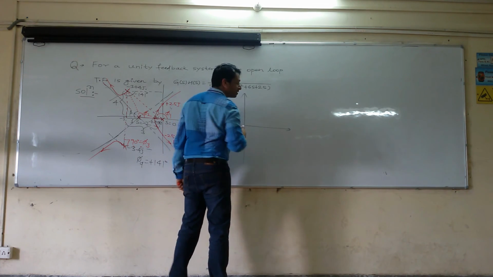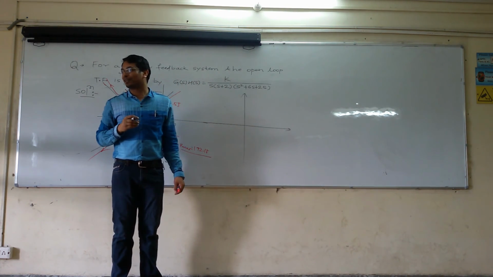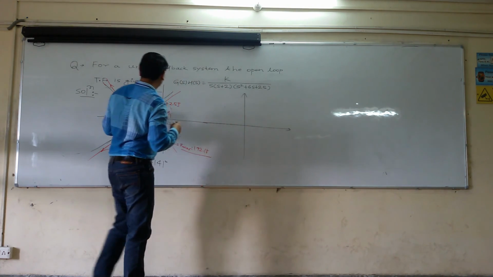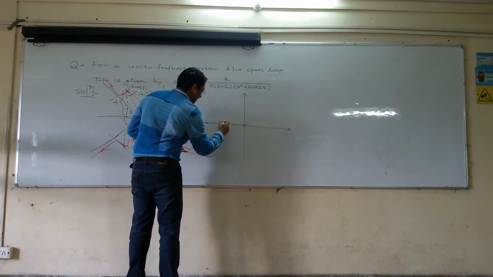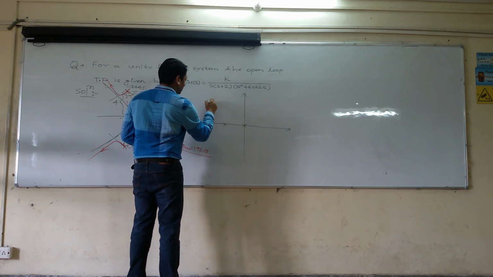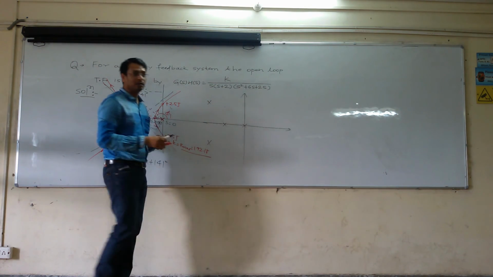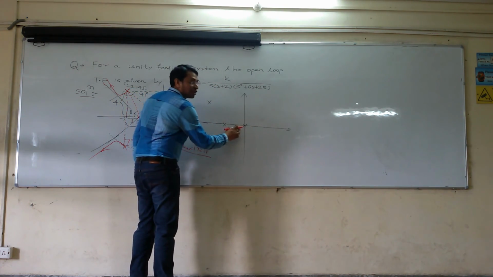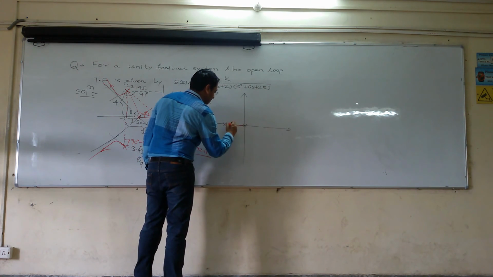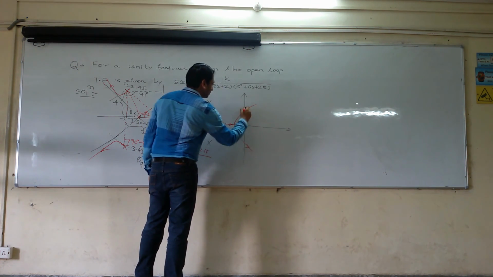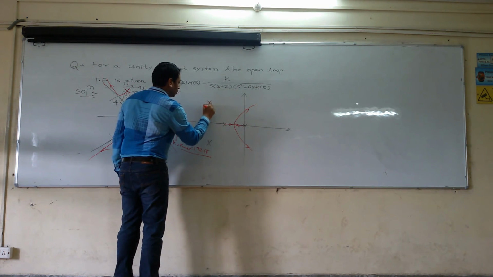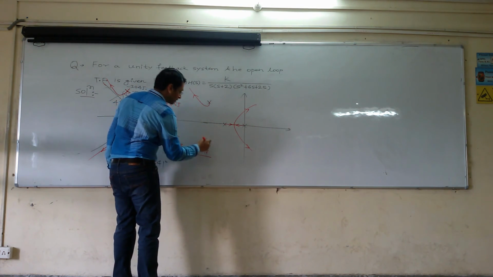What is better than this? Somebody is saying that it's something else. Here it is one pole. Here it is another pole. This pole and this pole. This section is a part of the root locus. Correct? It is like this. And this pole, this is like this.